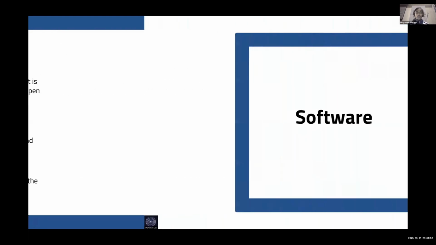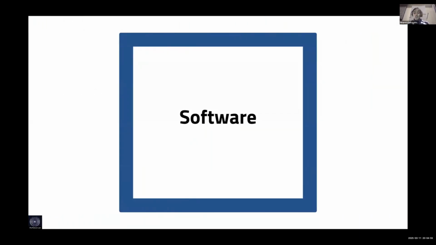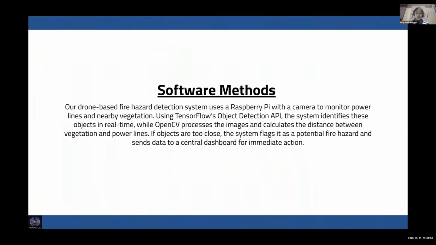Now we're going to shift from our hardware aspect to our software. We're going to create this drone-based fire hazard detecting system using a Raspberry Pi connected to a camera to monitor the power lines and encroaching vegetation. Then we're going to use TensorFlow's object detection API, the system that identifies objects in real time, while OpenCV processes the images and calculates the distance between the vegetation and power lines. If the objects are too close, we will have the system flag it as a potential fire hazard, and it will send data to a central dashboard for immediate action.